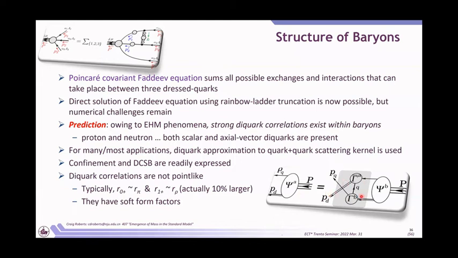And these diquarks are non-point-like. They have sizes which are actually much like meson sizes. So they have soft form factors. They're soft correlations within the proton.